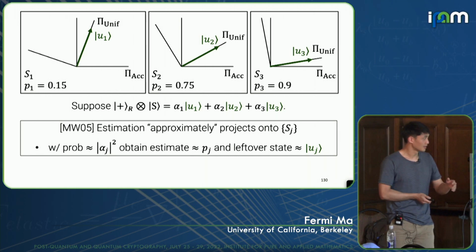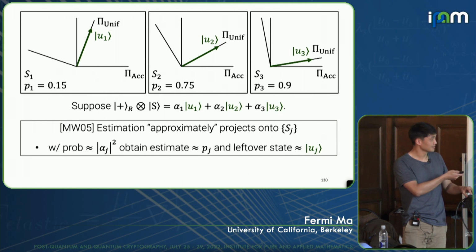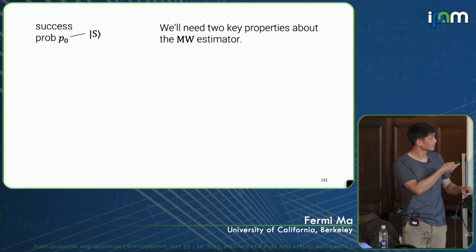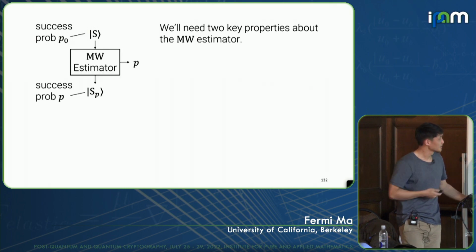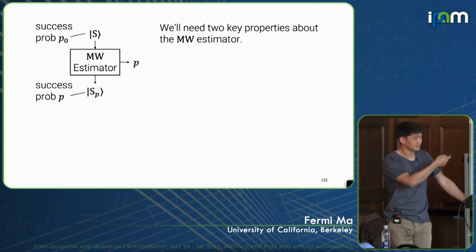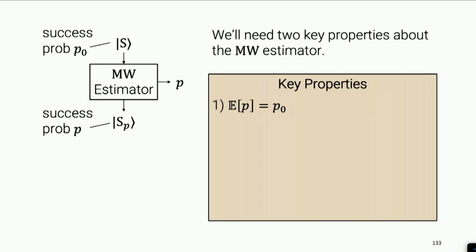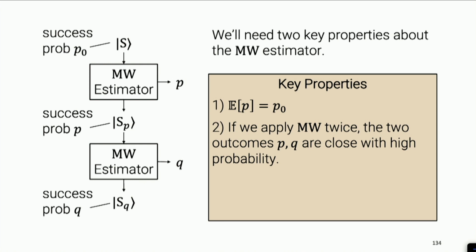Right. So let's make that a little bit more formal. I'll write down two properties of this Marriott-Watrous estimator that we're going to need. The first one is that the expected success probability at outputs is equal to the success probability of my initial adversary S. And the second is a formalization of this behaving like a projection claim that I just made. One defining property of projective measurements is that when you do them twice in a row, they will give you the same outcomes. And here, something very close to that happens.